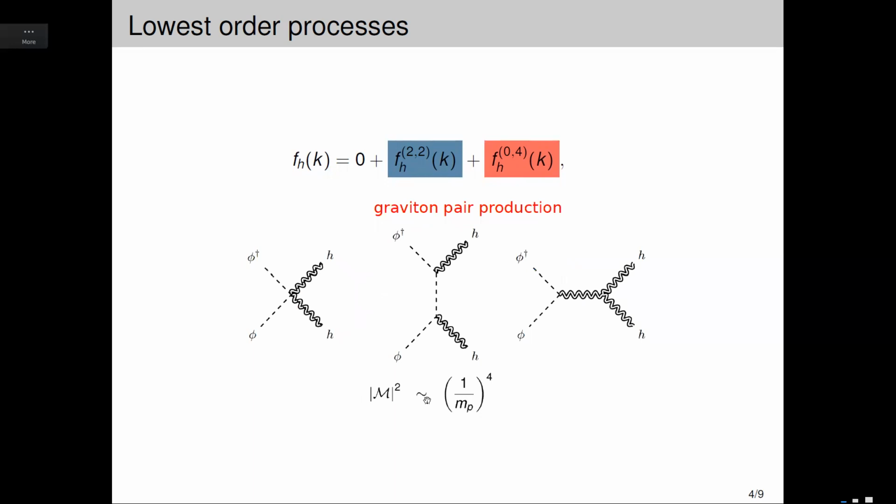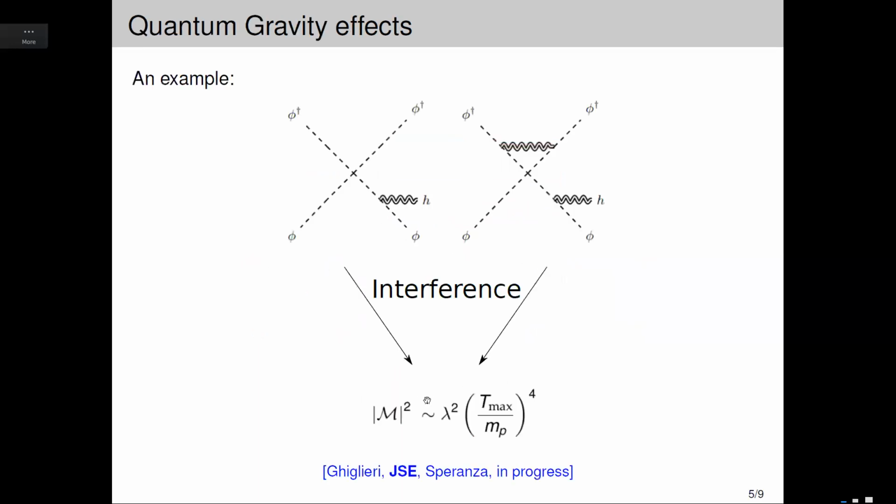Before I tell you something about that, let's move on and briefly discuss higher order effects. This is work in progress. You can get interference effects, for example. And then you have these quantum gravity effects, I mean virtual gravitons, and they give you matrix element squares on the order of lambda squared Tmax over m Planck to the power of 4, which is in total on the order of 6. This is a small correction to the lowest order diagrams that I've discussed before. We are calculating this, so stay tuned. But the message is that quantum gravity effects will show up as small corrections in the gravitational wave spectrum.